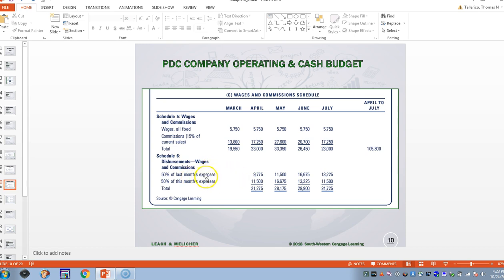And again, it's 50% of last month plus 50% of this month. So again, we take half this, pull it down, half this, pull it down to here, half this, pull it down, half this, pull it down, right? So we take this 50% here, right? And then 50% goes there, and 50% goes there, and 50% goes there. So everything's delayed a month with regards to the 50% of last month's expenses, and then we take 50% of this month's expenses. All right.